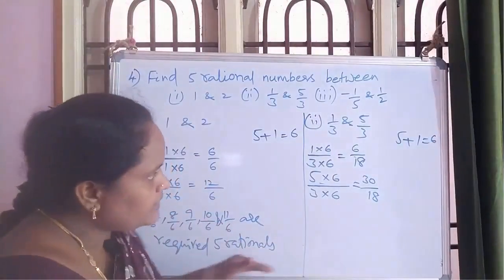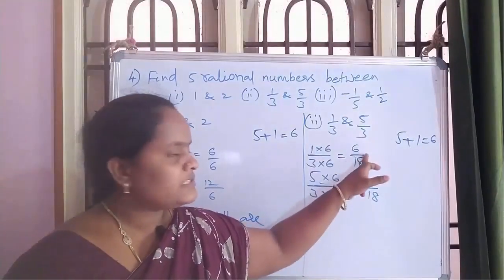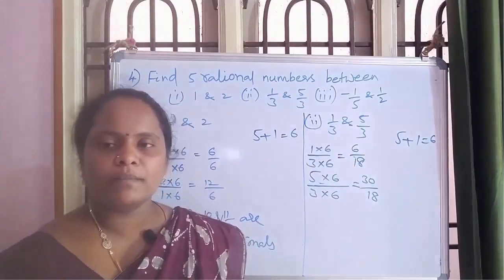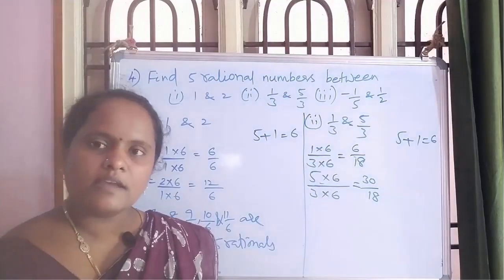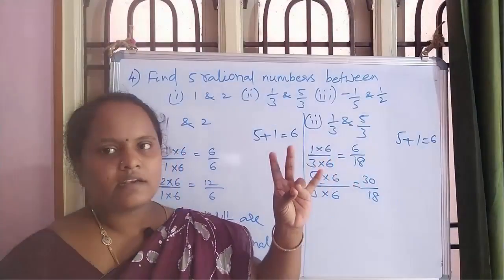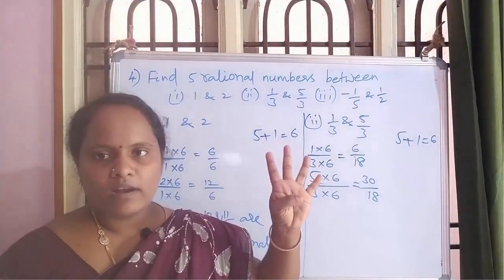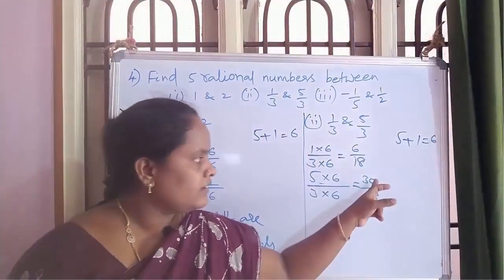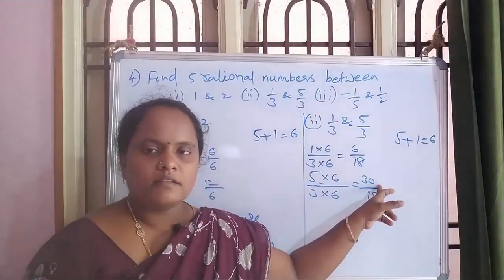If I represent these numbers on the number line, after 6 by 18, what is the number? Next number will be 7 by 18. Next 8 by 18. So how many will be there? 7 by 18, 8 by 18, 9 by 18, 10 by 18, 11 by 18, 12 by 18, 13 by 18, till I can write 30 by 18.